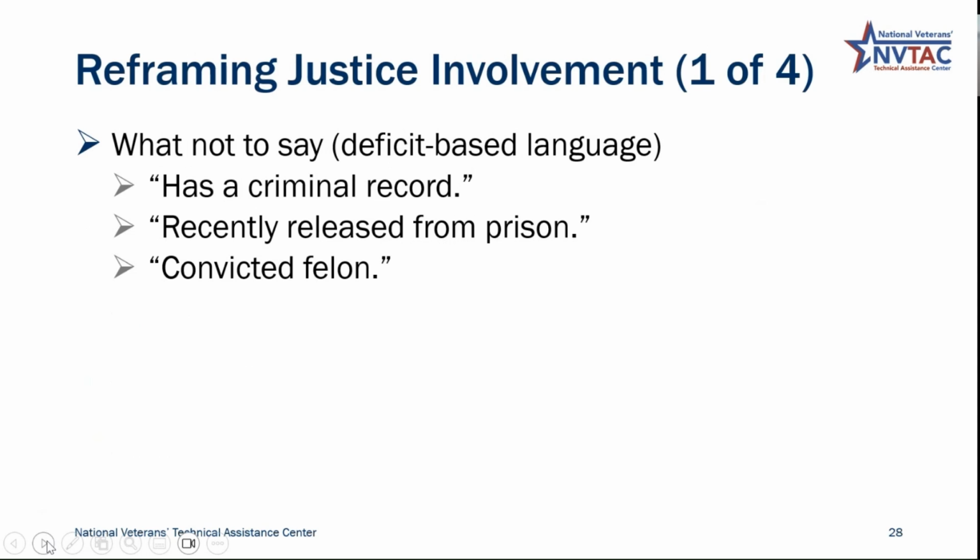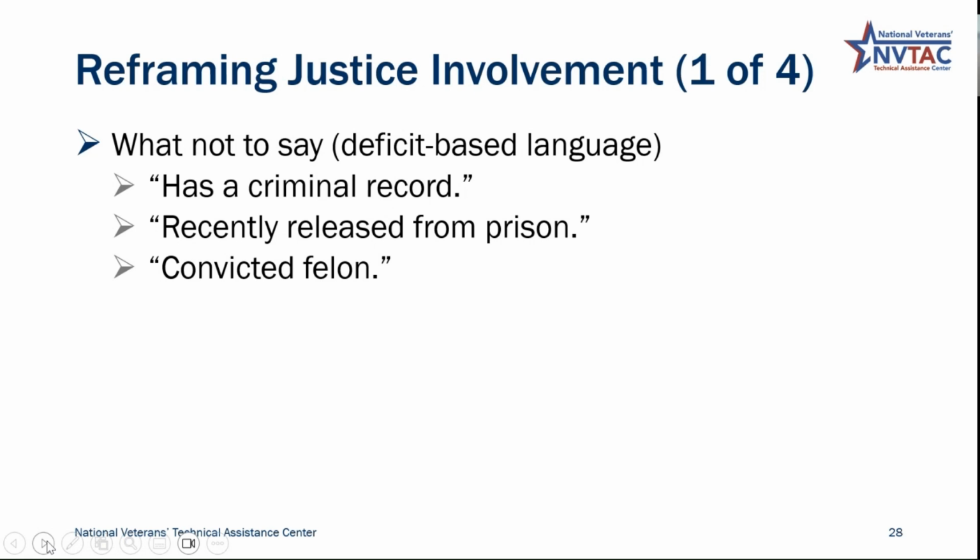And so now let's talk about reframing justice involvement. This is a hot topic that comes up in technical assistance sessions a lot. So what not to say, deficit-based language. Yeah, the veteran I'm working with, they've got a criminal record. Or, oh yeah, they've got a felony. Or, yes, they have some prior experience with being incarcerated. They were recently released from prison.